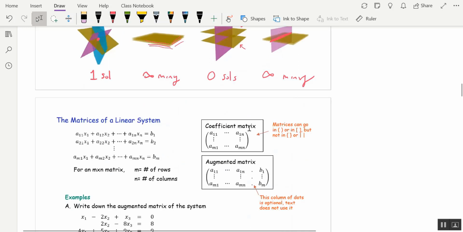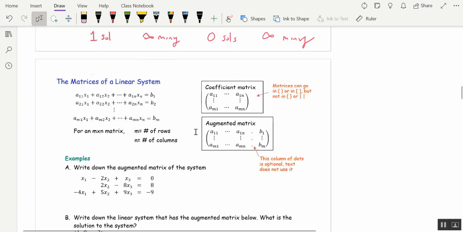Okay, so let's talk about the matrix of a linear system. There are 2, the coefficient matrix and the augmented matrix. First of all, just a little bit of notation. If you have an M by N matrix, then that means there are M rows. The first number is the number of rows and N is the number of columns. And so if you think about a linear system, all the information is encoded in the coefficients and in the answer column. So the A's and the B's.